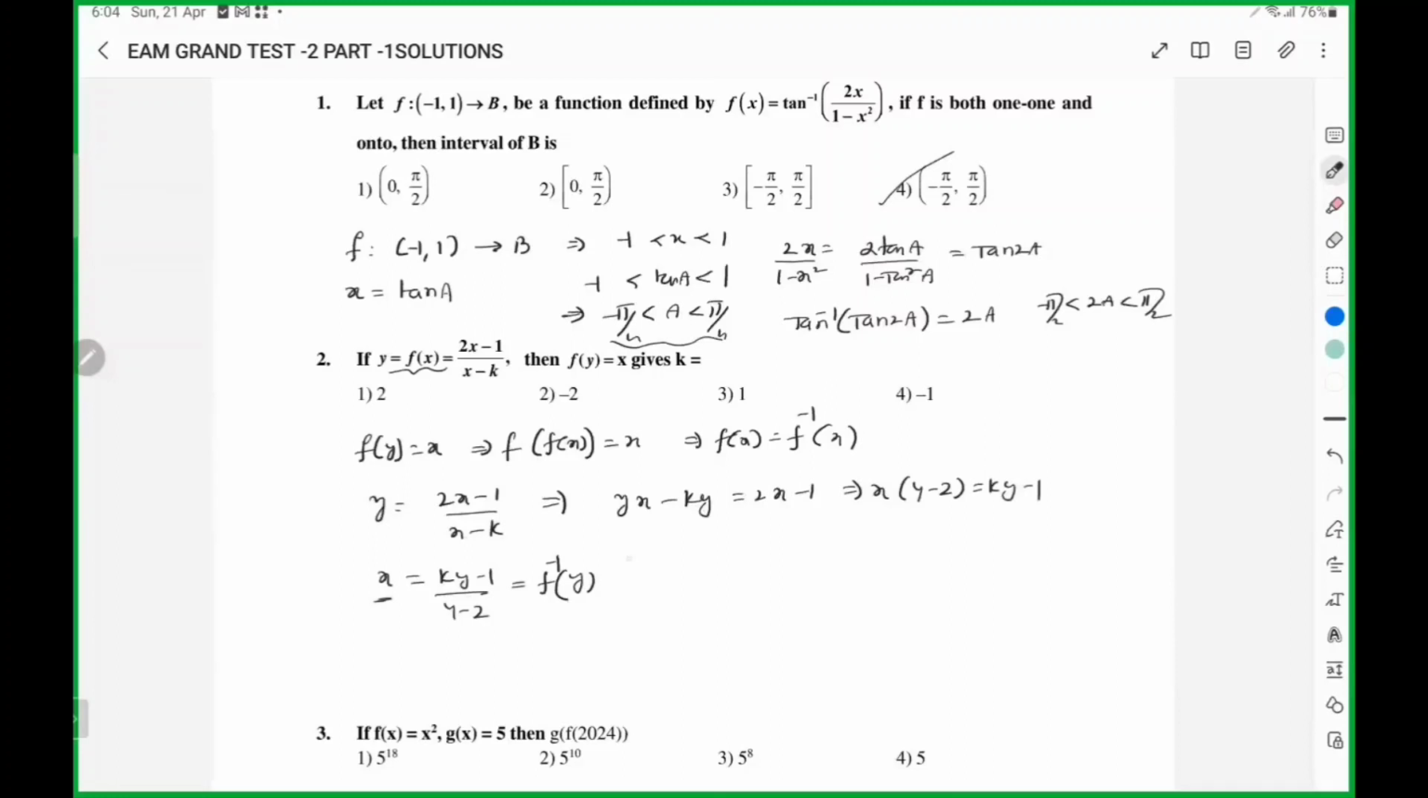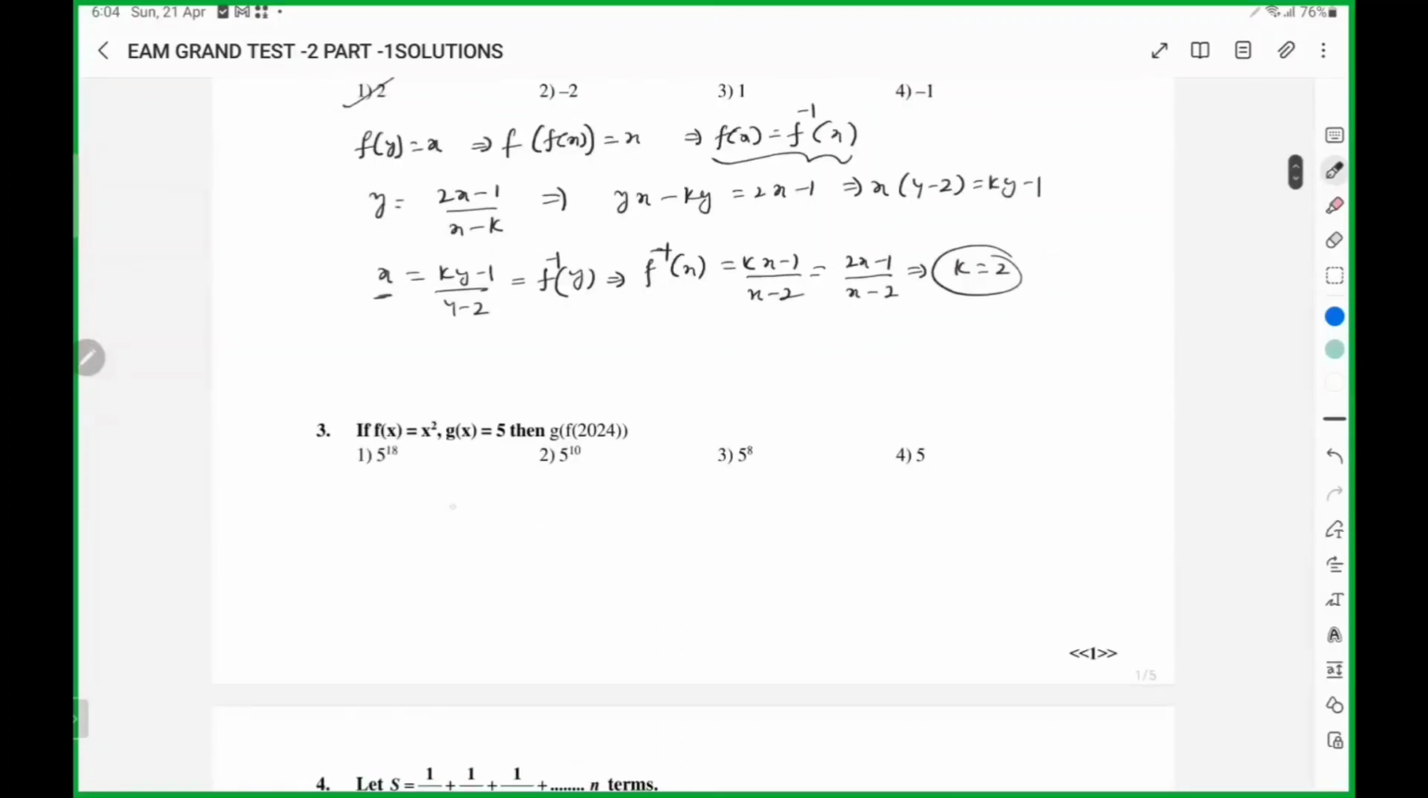So, since it is self-inverse, f inverse x is kx minus 1 by x minus 2, which is f of x, 2x minus 1 by x. So k equal to 2 is satisfying this equation. Here, g of f of anything, g is a constant. So fourth option.